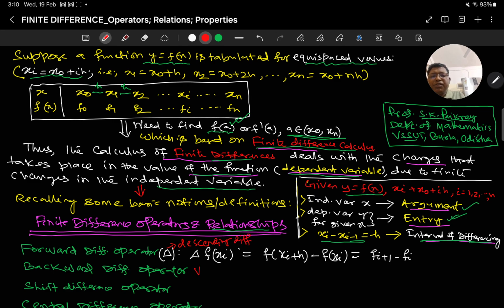Similarly, the backward operator is inverted delta. If this is operated upon f(x_i), it is the same functional value minus the previous one, f(x_i minus h), or in short f_i minus f_(i-1). This inverted delta is also sometimes called the ascending difference.